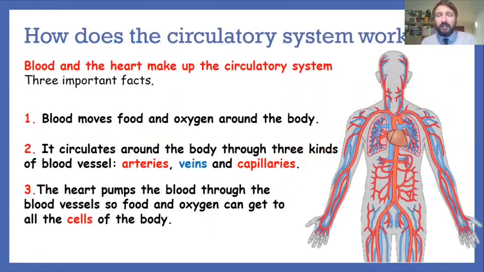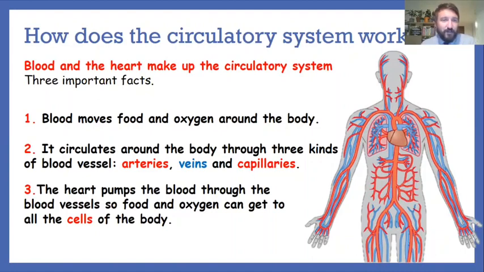Okay, so the circulatory system, how does it work? Now, earlier on we visited that the circulatory system is made up of 3 things: the heart, blood vessels, and blood itself. So blood and the heart make up the circulatory system. And here are 3 important facts you need to remember. Okay, now we're going to have a little quiz on this straight after, so make sure you're listening.